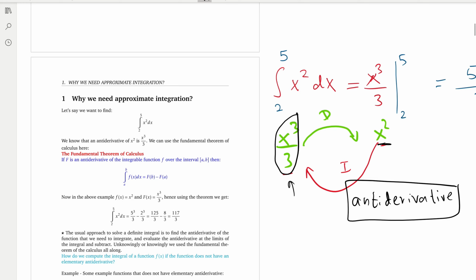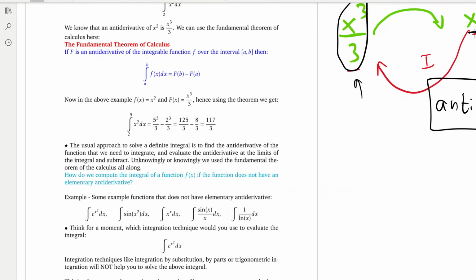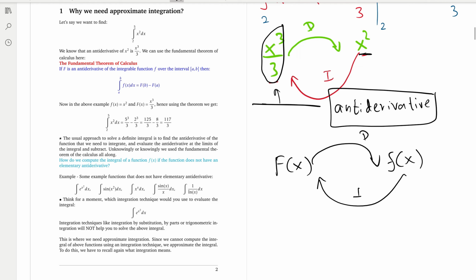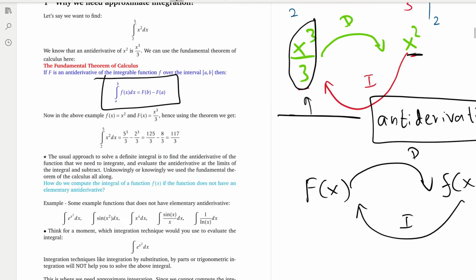Now here's the thing. When we solve integral problems, we always use the fundamental theorem of calculus. So what is the fundamental theorem of calculus? Knowingly or unknowingly, we used it. Let's say you have capital F. If you differentiate capital F, you get simple f. If you anti-differentiate, or integrate, simple f, you get back capital F. That's what the fundamental theorem of calculus is.